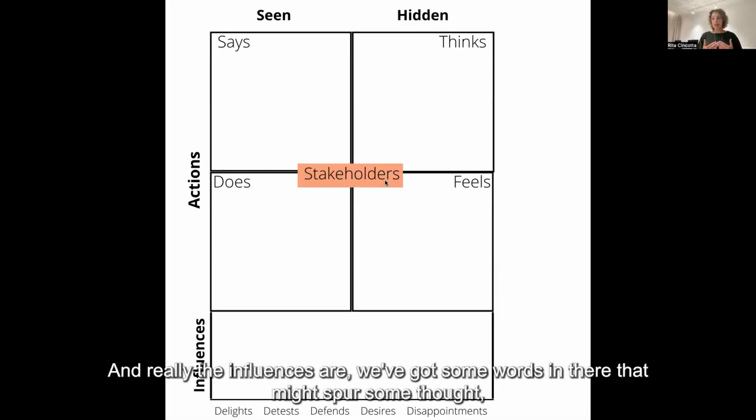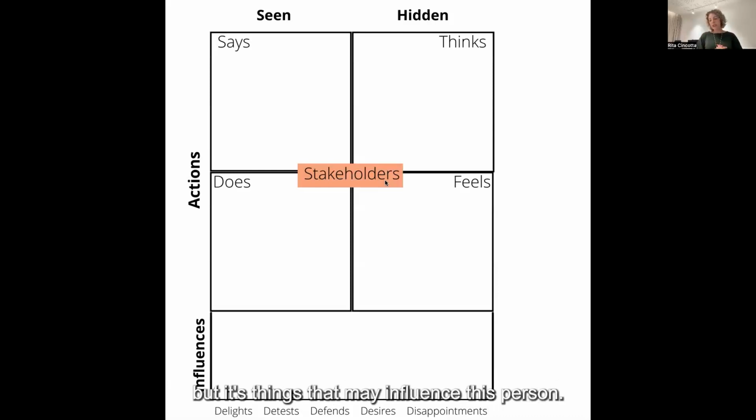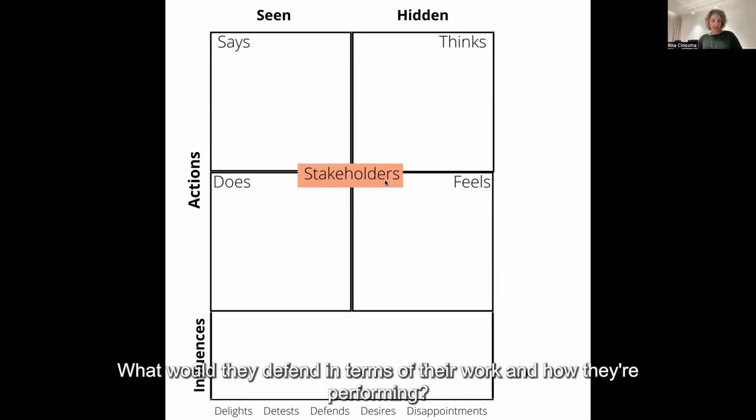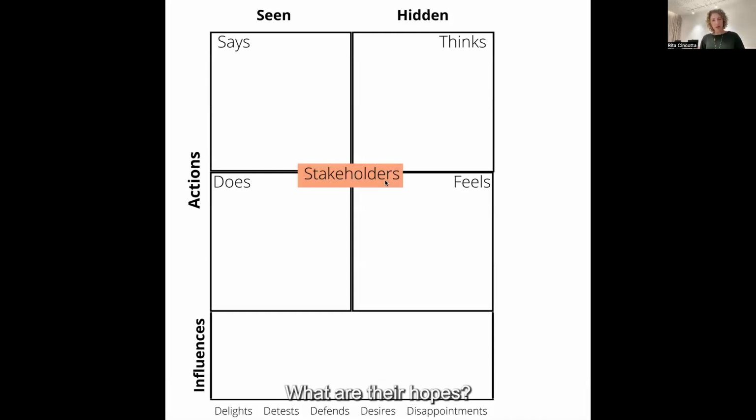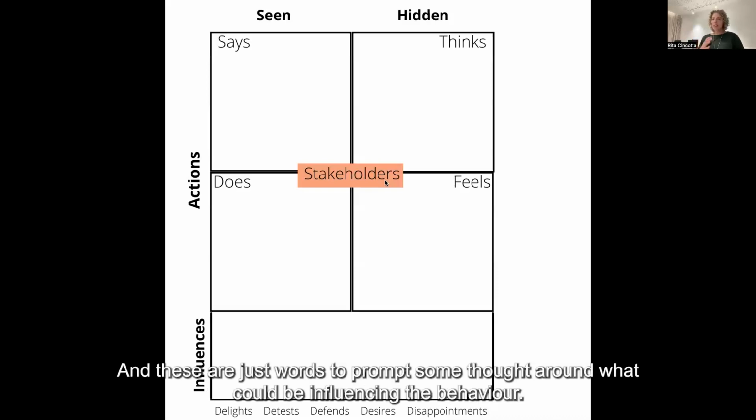And really the influences are, we've got some words in there that might spur some thought, but it's things that may influence this person. So what delights them? What really lights them up in terms of their work? What do they detest? What do they not like so much? What would they defend in terms of their work and how they're performing? What are their desires? What are their hopes? What do they really want? And then what are their disappointments? And these are just words to prompt some thought around what could be influencing the behaviour.